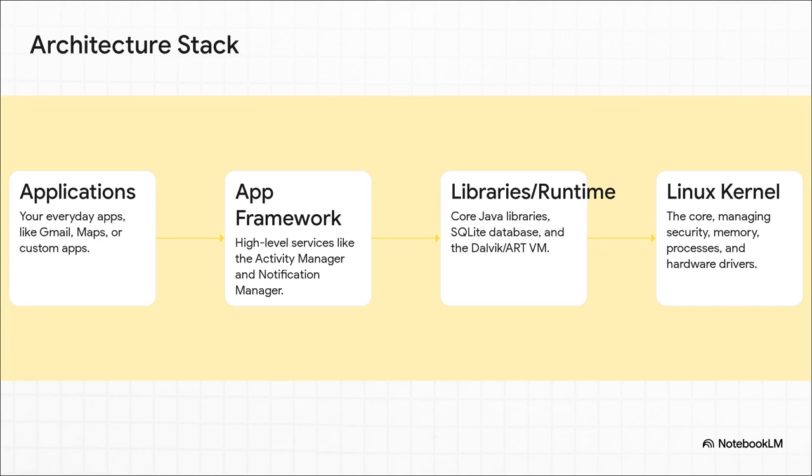Okay, let's build this from the ground up. At the very bottom, the foundation, is the Linux kernel. This is what talks directly to the phone's physical hardware. It manages security, memory, the really low-level stuff. On top of that, you have libraries and the Android runtime, giving apps essential tools. Then you have the application framework, which manages things like notifications. And finally, sitting right on top of this whole stack are the apps you use every day. Every layer depends on the one below.